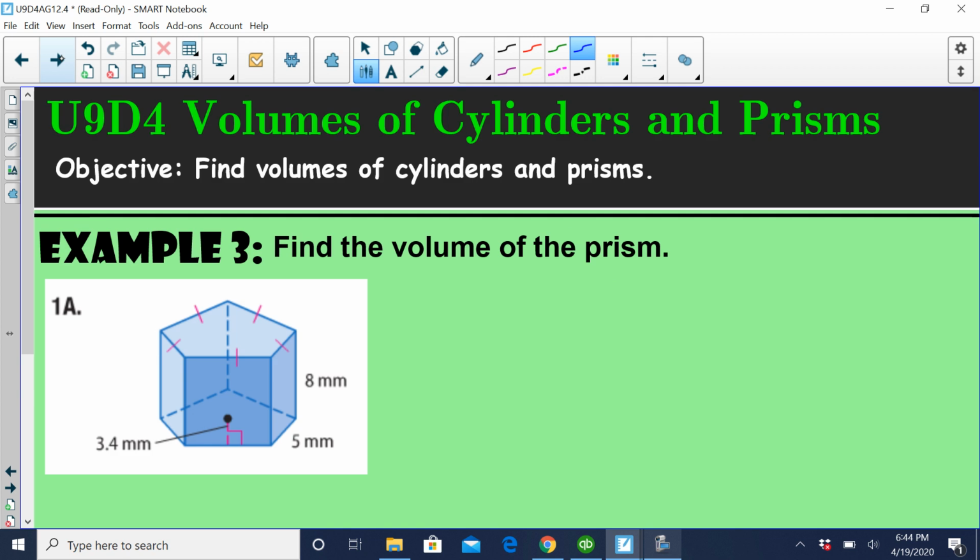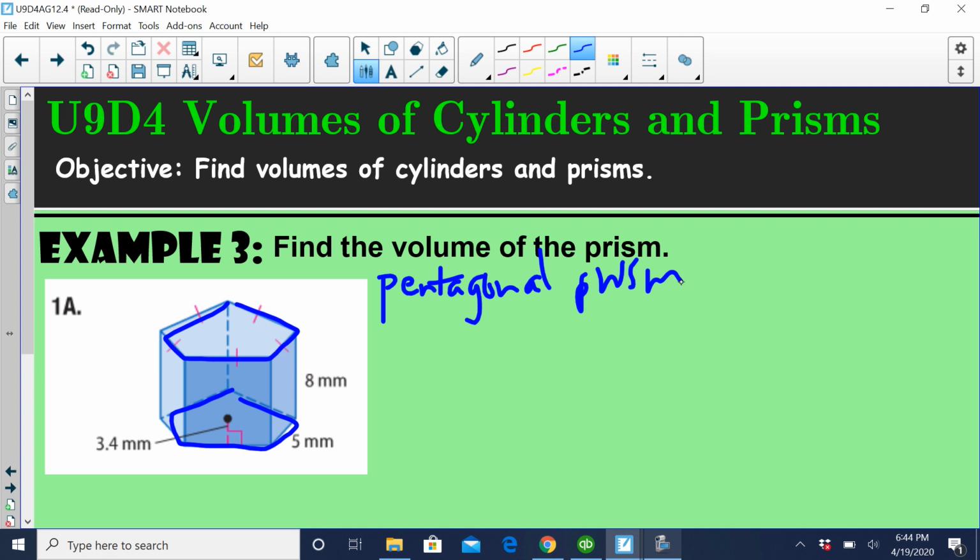This figure right here, what would I name it? Now, some students will look at this and say, I have no idea. When I look at it, I can see that this piece is parallel to this piece right here. What do I call a five-sided figure? A pentagon. So this is called a pentagonal prism, kind of a weird name, pentagonal prism. Okay, volume formula is the same, area of the base times the height.